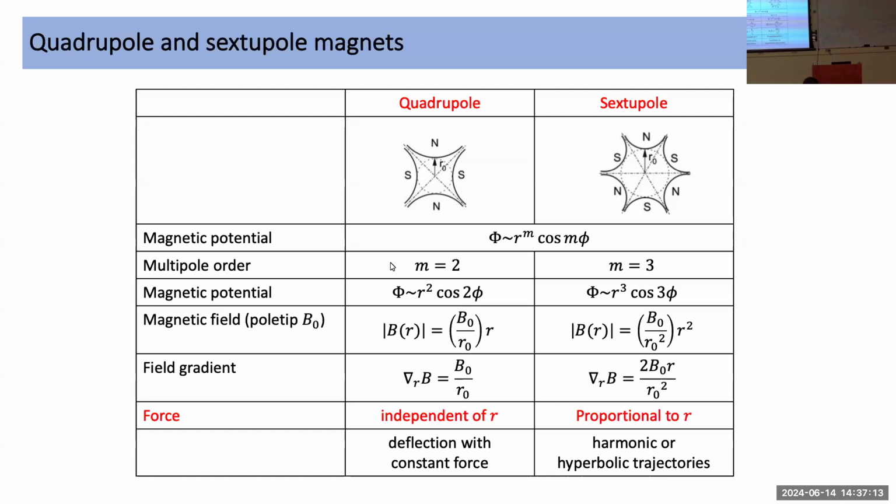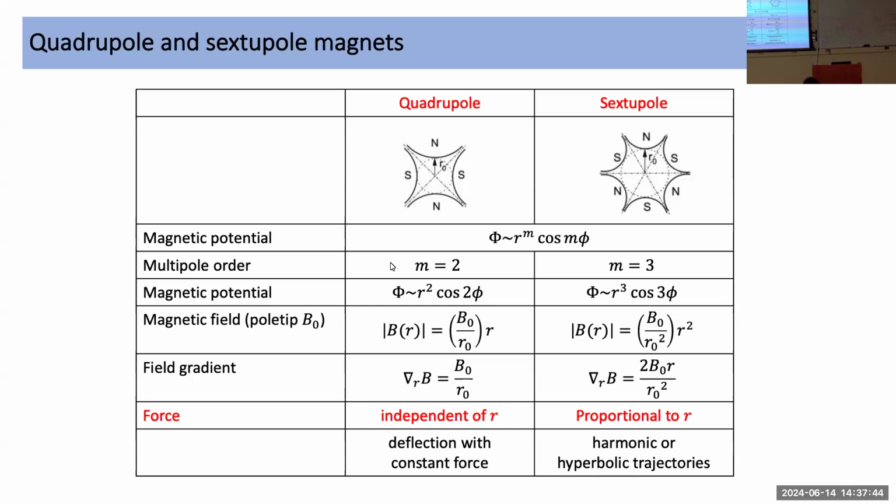Let's talk a bit about quadrupole magnets and 6-pole magnets. So basically, quadrupole magnet, 6-pole magnet is self-explanatory. This describes the magnetic potential. It has this R to the M power times cosine phi term. Multipole order is M equal 2, M equal 3. The main difference I'd like to emphasize here is that for the quadrupole, the field gradient, which is the force, is actually independent of radius.